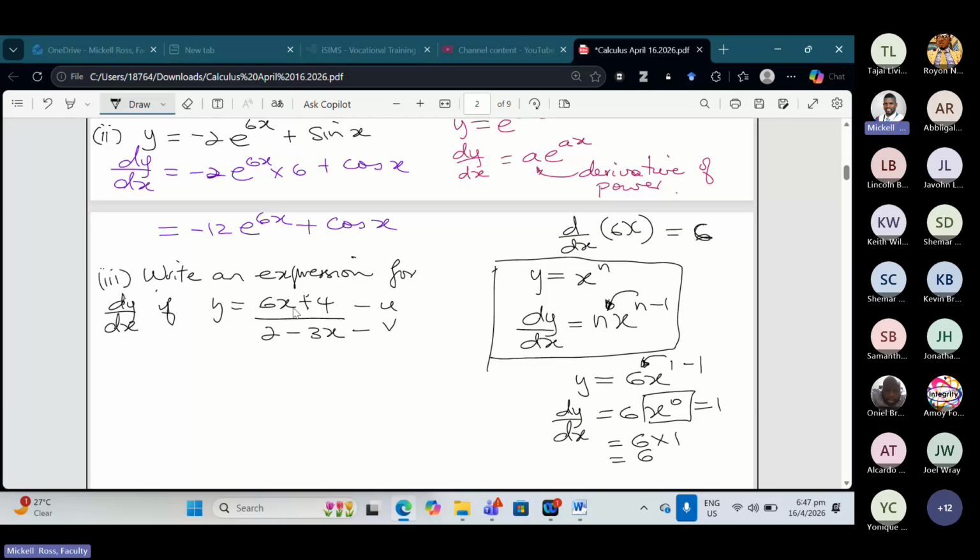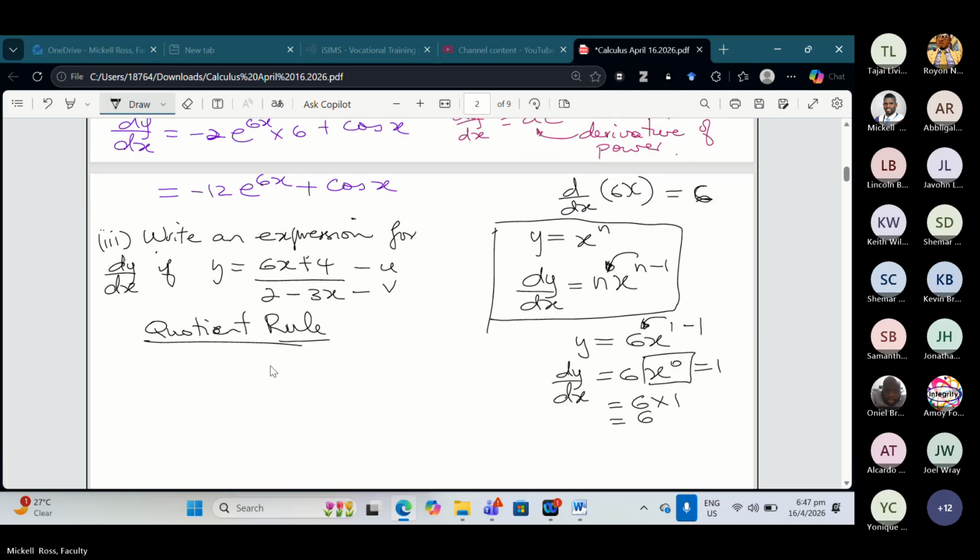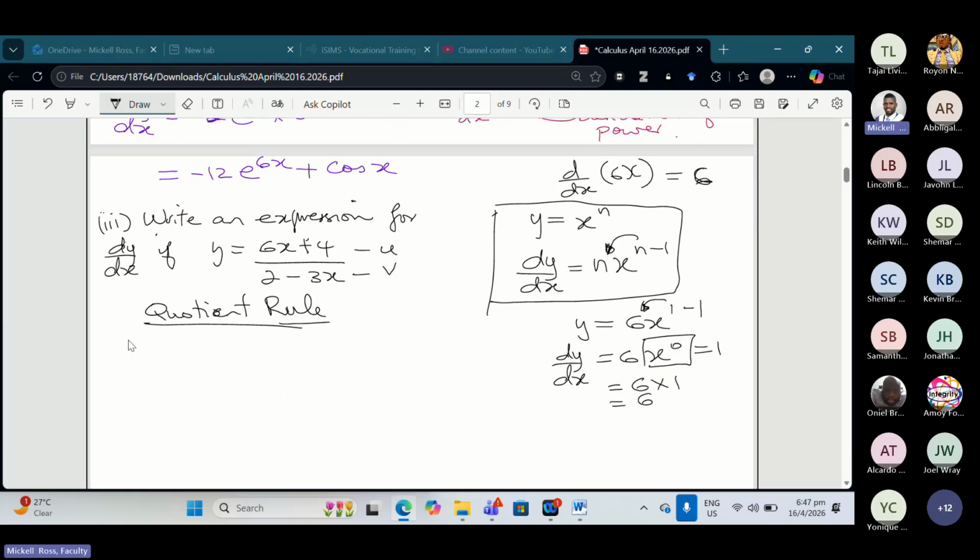Why are we using the quotient rule? Anybody remember what operation we're doing when we get a quotient? When do you get a quotient? You're dividing. Very good. So when you have u divided by v, your result is going to give you a quotient. So for the quotient rule, it's v times the derivative of u with respect to x minus u times the derivative of v with respect to x, all divided by v squared.